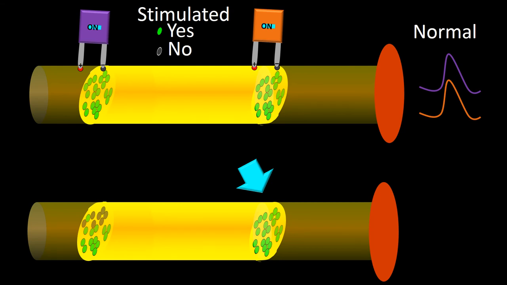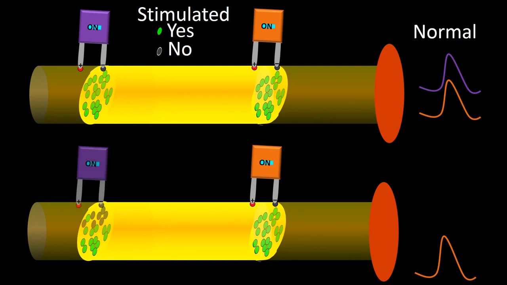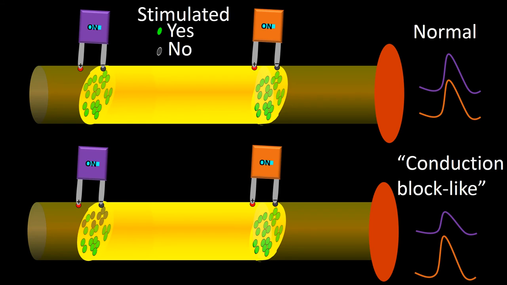I will use the lower example to explain what happens when distal stimulation is supramaximal and proximal stimulation is submaximal. The distal excitement of all fibers will produce a wave with certain characteristics. But if the proximal stimulation does not excite all fibers, the compound muscle action potential, that is the wave that will be produced, will be smaller. Such findings resemble a conduction block.